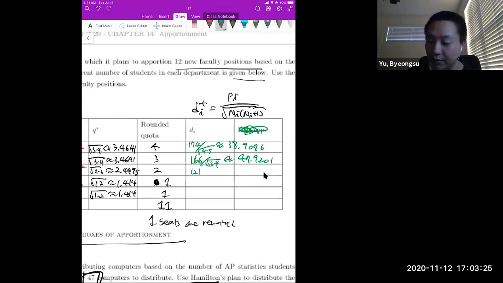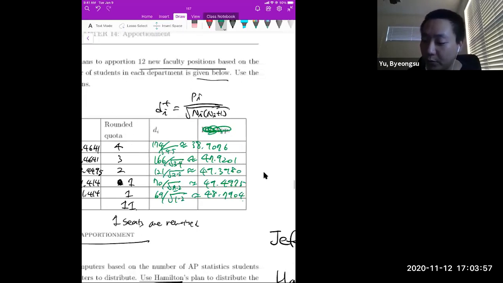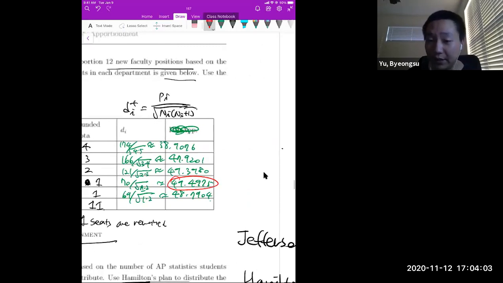And in the case of the third line, 121 over the square root of 2 times 3 is almost the same as 49.3980. And the next one is 70 over the square root of 1 times 2, which is almost the same as 49.4975. And 69 over the square root of 1 times 2 is 48.7908. And if you compare all those numbers, then the first one is the greatest one. So you need to give it one seat.